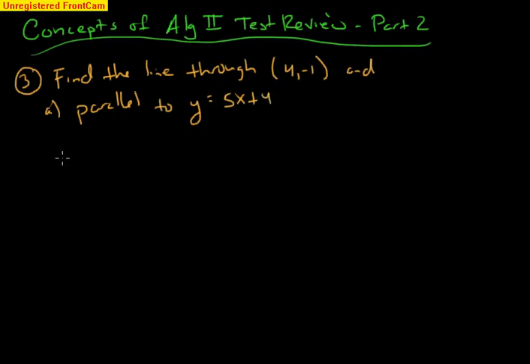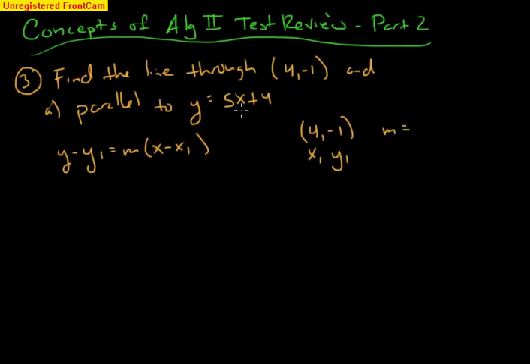So to do this, we need to use point slope form, which is y minus y1 equals m times x minus x1. Okay, your point is the x1 and y1. So 4, -1 is our x1 and y1. But the question is, where is our slope coming from?